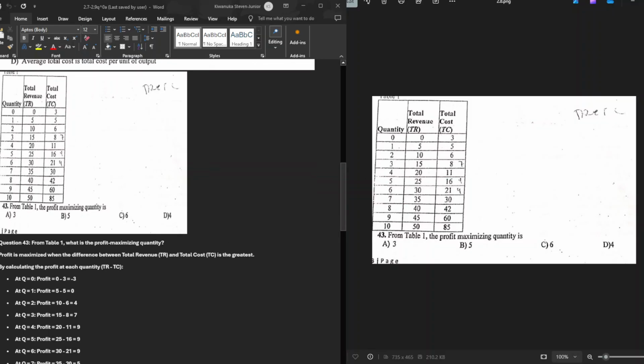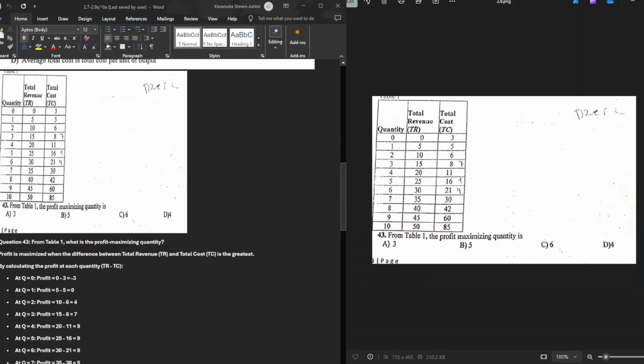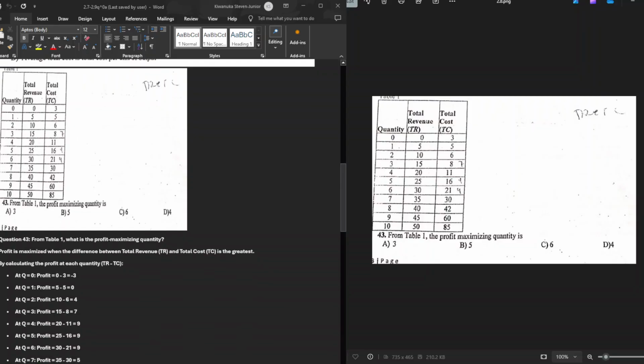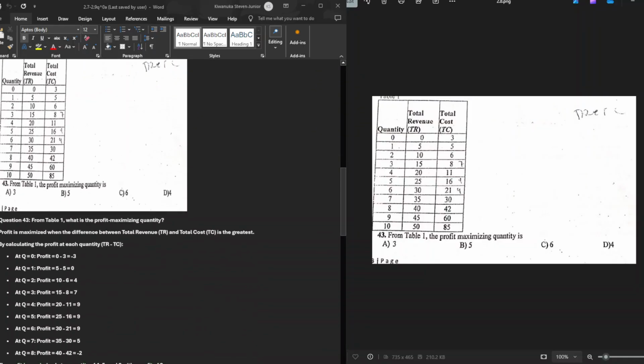What we actually have to do is they want the profit maximizing quantity. So the profit is the difference between the total revenue and the total cost. So you're just going to get this minus this, 0 minus 3 like that. 0 minus 3, negative 3, 5 minus 5, until 10 minus 6, 15 minus 8. So here you realize that when we calculate all that, we get the highest profit of 9. Then here they keep on reducing.